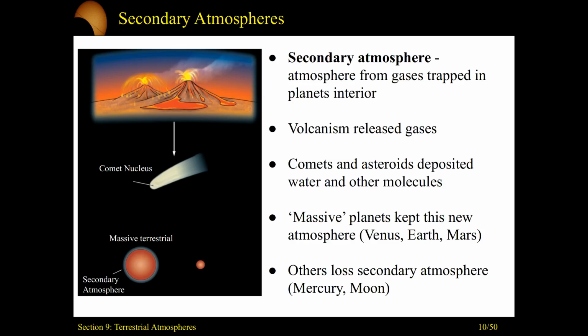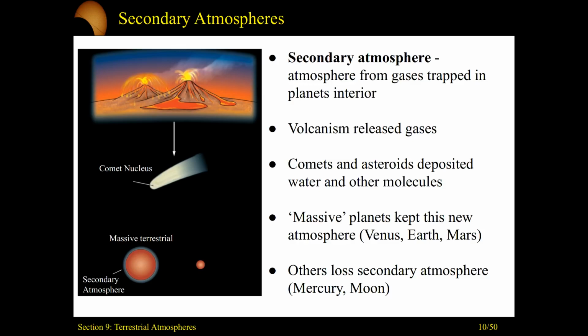Now, these heavier elements, these heavier molecules, they're not going at the escape velocity. So these secondary atmospheres would stick around. Additionally, comets or asteroids could have deposited some material. We suspect a lot of the water on Earth came from a comet crashing in. And so the massive terrestrial planets, Venus, Earth, Mars, they got to keep these secondary atmospheres, whereas Mercury and the Moon, they even lost those secondary atmospheres.